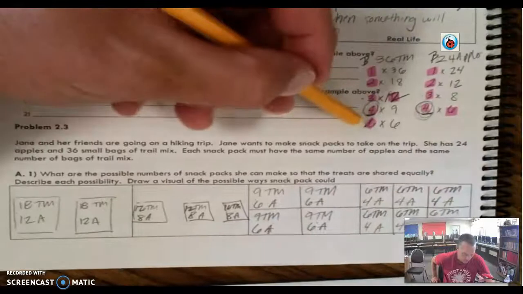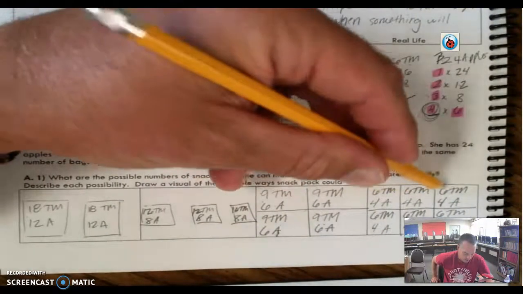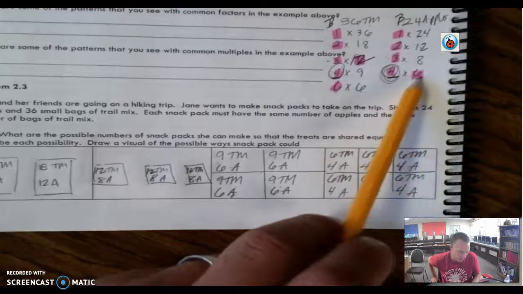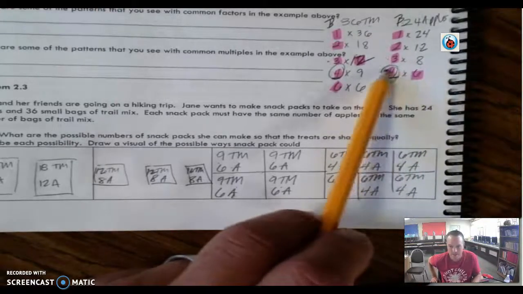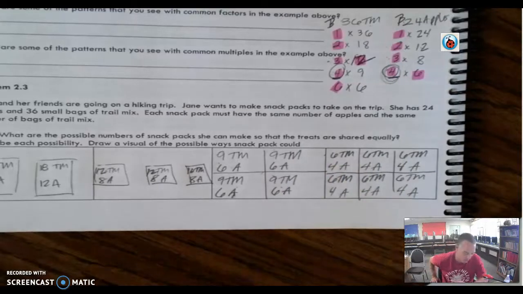For the last one, it's going to be 6 trail mix bags, right? So 1, 2, 3, 4, 5, 6. That makes 36. And then it flips, right? So then it's going to be 6 bags with 4 apples. It's a little confusing, but you got to make sure that you have equal shares in each bag. So that's the idea behind that. So hopefully you got that. We're going to flip it over.